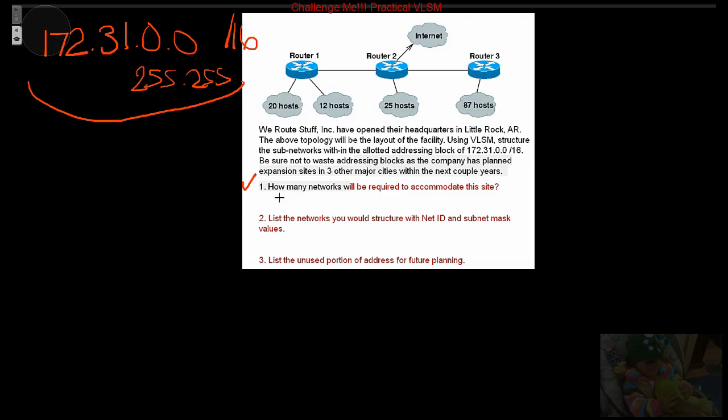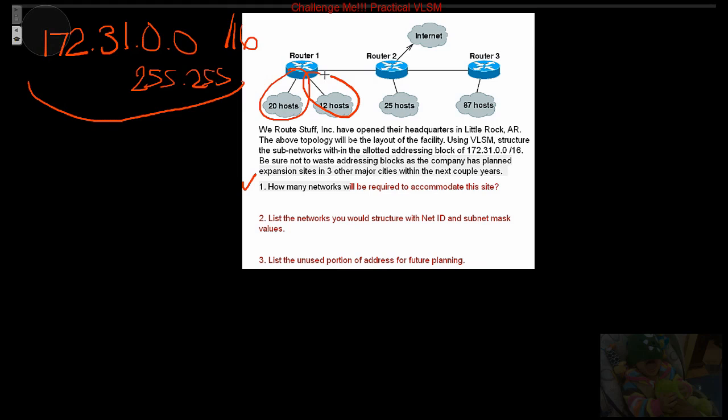Problem 1. How many networks will be required to accommodate the site? Well, what do routers do? They route data from network to network. So in this scenario, we're going to picture networks. Every interface coming off here is the establishment of a brand new network. Layer 3 breakups. Okay? We have one network right here of 20 hosts.